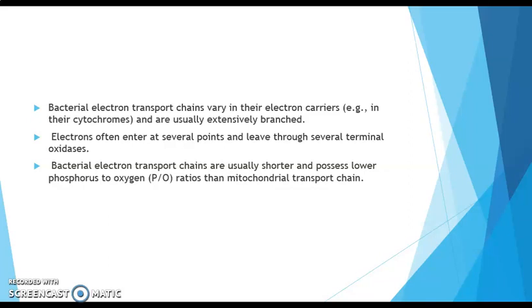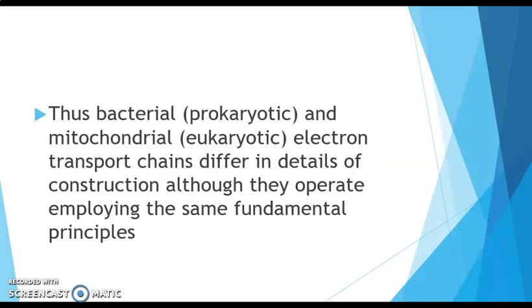Electron transport chains in bacteria are usually shorter and possess a lower phosphorus to oxygen ratio, that is the P/O ratio, than the mitochondrial transport chain. The bacterial and mitochondrial electron transport chains differ in details of construction, even though they operate employing the same fundamental principle.